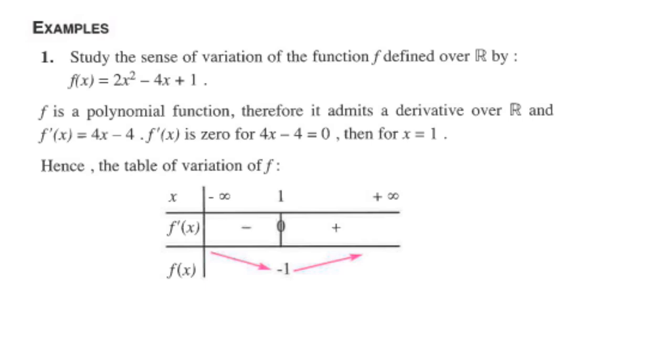Study sign means you have to put the derivative, I mean f prime of x, equal to 0, and try to find a root. So after finding the derivative, which is 4x minus 4, we put it equal to 0. 4x minus 4 equals 0, then x equals 1. So this is a root, so we put it on the table. The domain of the function is from minus infinity to plus infinity, and we put the root of the derivative.